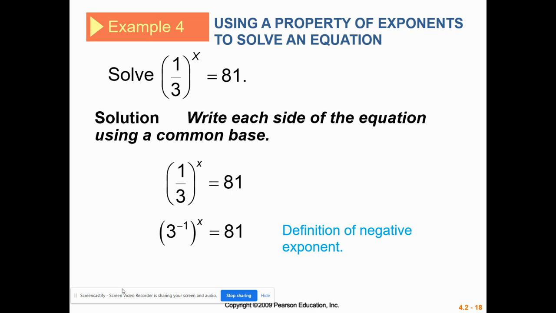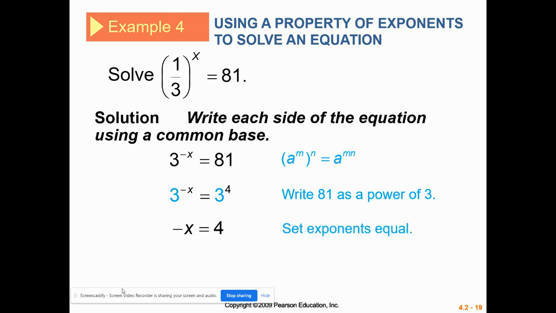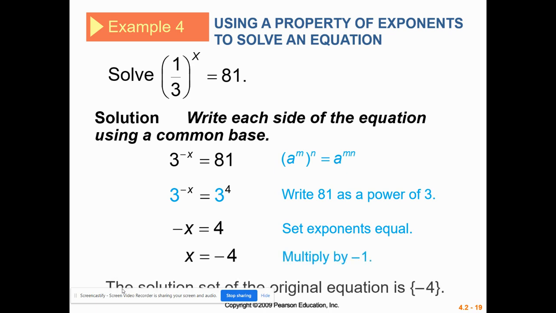1/3 is the same as 3 to the negative 1 power. The rules of exponents now tell me I can take the negative 1 and multiply it by the x, and now I have 3 to the negative x. 81 is the same as 3 to the 4th power. And if you notice, our bases are the same. When the bases are the same, the exponents have to be equal. So now I write an equation out of my exponents. Essentially, the 3's, the bases, disappear. So x equals negative 4.